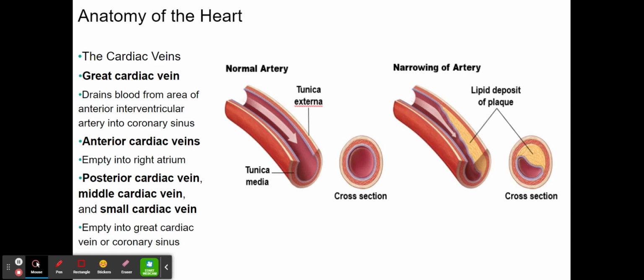The anterior cardiac veins, which drain the anterior surface of the right ventricle, empty directly into the right atrium. Coronary artery disease is characterized by interrupted blood flow to the myocardium. We'll talk a little bit more about some coronary artery disease and effects of that in Module 4.1.2.